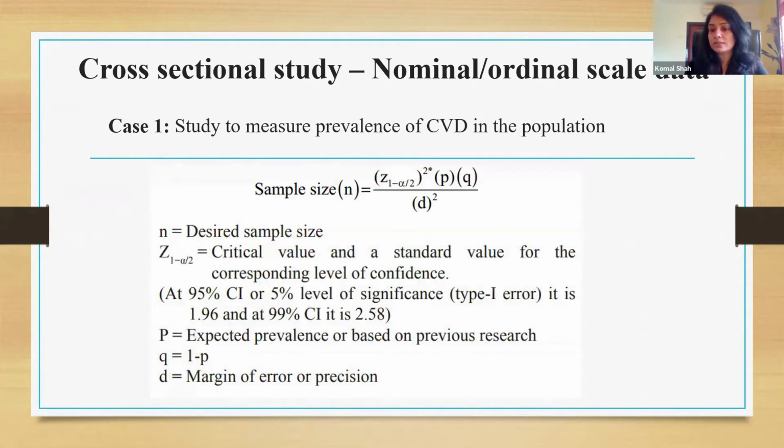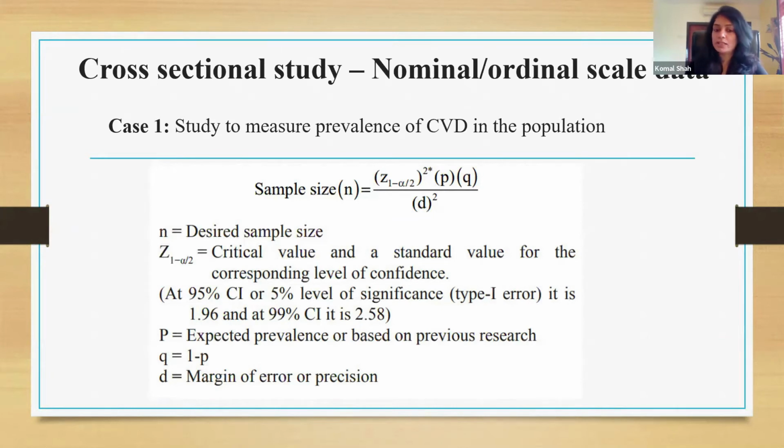The first one is a cross-sectional study. In this, there are different types. The first one is where our outcome of interest is nominal or ordinal scale data. Over here, I have given an example of measurement of prevalence of cardiovascular disease in the population. For that, I need certain information beforehand. This is the equation that I'll be using. N is my desired sample size.